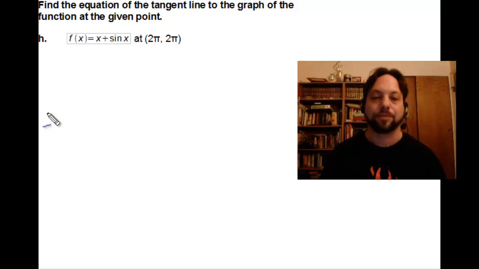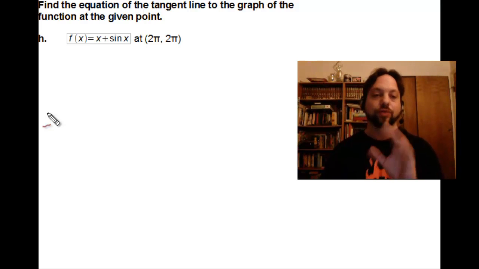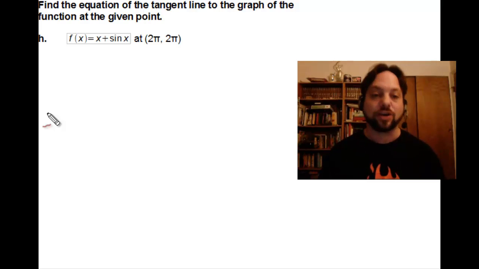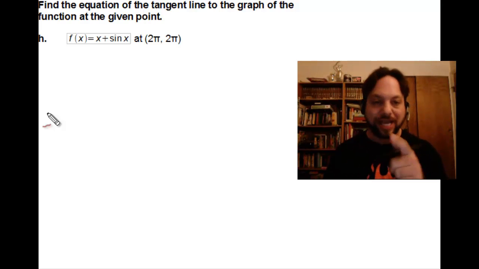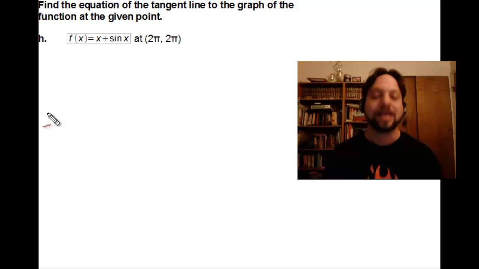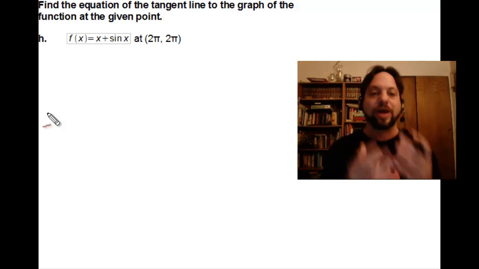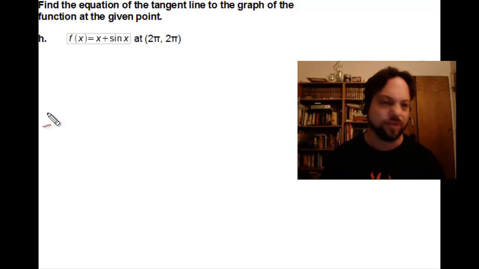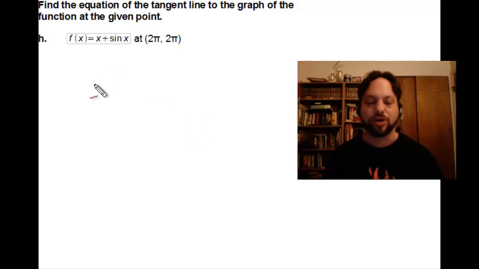For our last example, I'm not going to show you the graph of this function right off the bat. Let's go ahead and find the equation of the tangent line to the function at the point 2 pi comma 2 pi. And afterwards, I'll show you the graph with its tangent line, and we'll see if you would have been able to figure that out on your own.